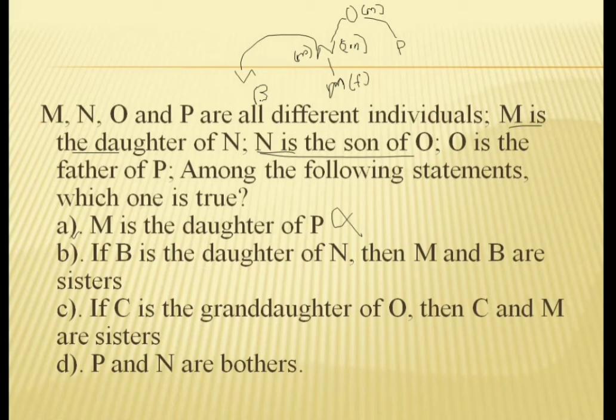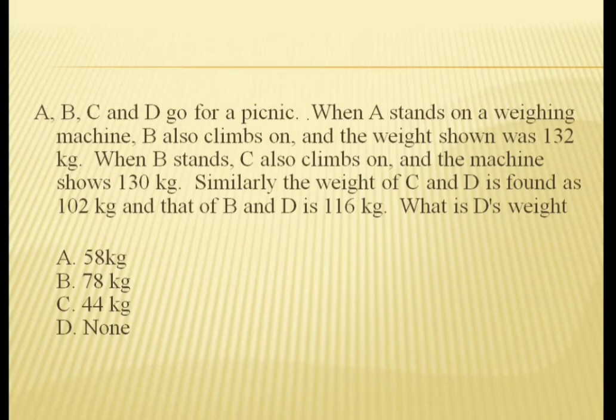Second option: if B is the daughter of N, so we can mark B as the daughter of N. Then B and M are siblings, right? And both are females. So if B is the daughter of N, then M and B are sisters. Yes, that is right. They are siblings and they both are females. So option B is the right answer for this question.